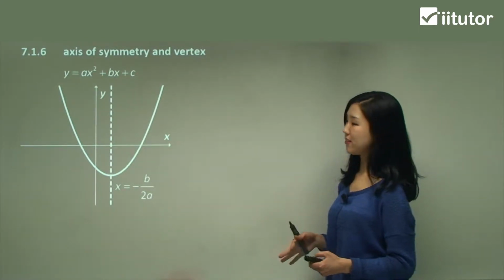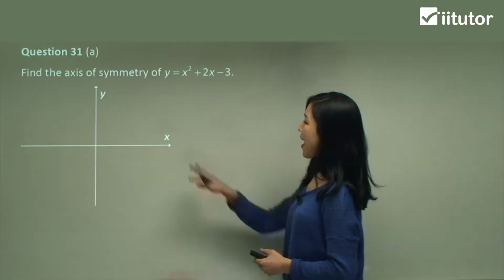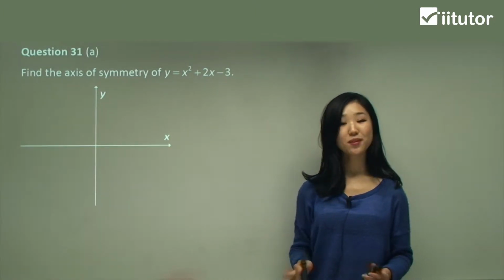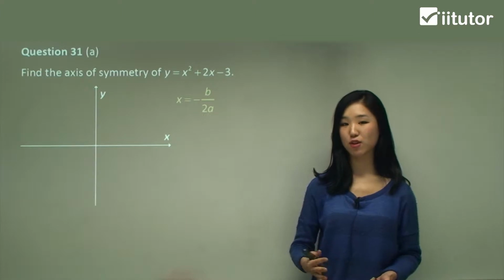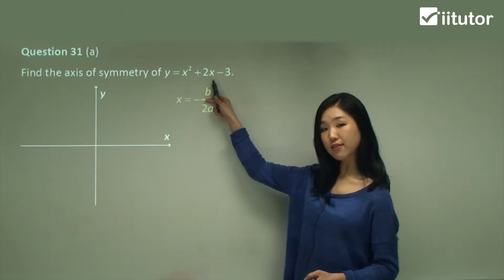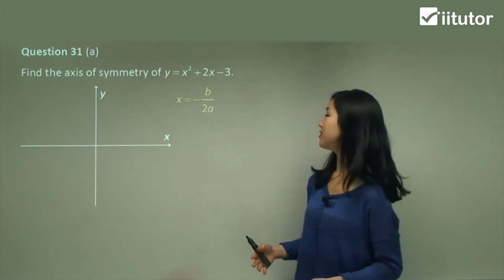Let's try some questions. Question 31a. Find the axis of symmetry of y equals x squared plus 2x minus 3. Okay, well, all we need is our formula, x equals negative b on 2a. So we know that b is 2, which is the coefficient of x, and a is 1, which is the coefficient of x squared. Sub it in.